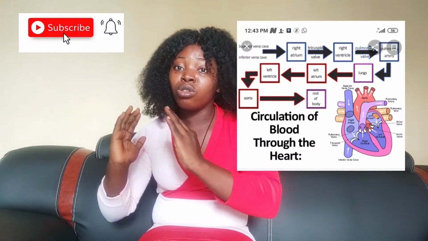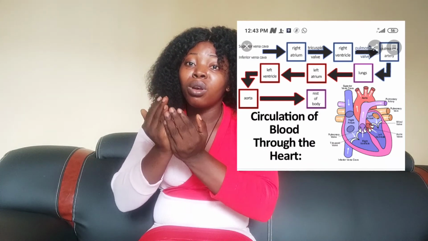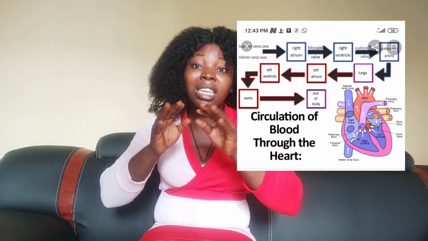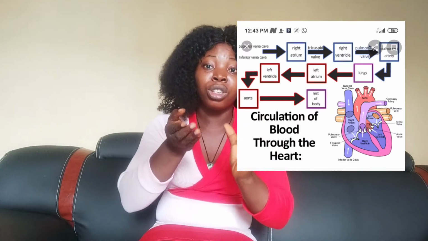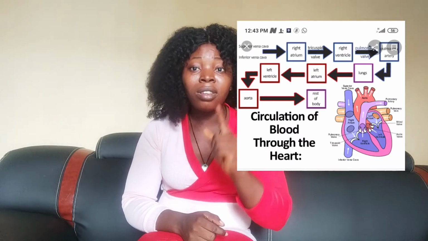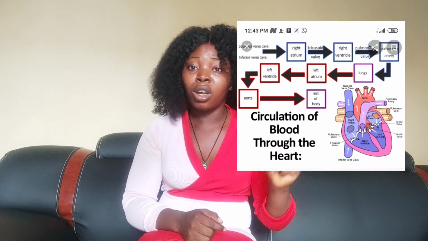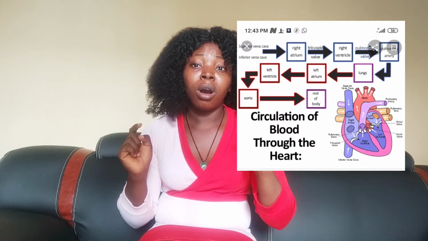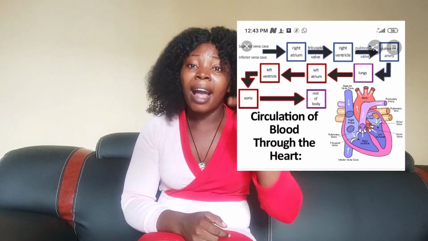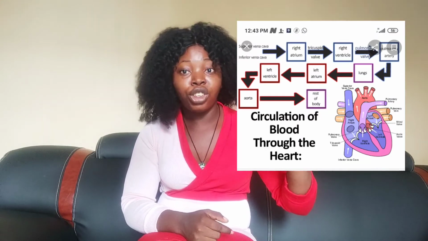The right ventricle contracts and pumps the deoxygenated blood, which passes through the pulmonary trunk and is being carried by the pulmonary artery into the lungs. You know, arteries carry oxygenated blood, while veins carry deoxygenated blood. But in pulmonary circulation, the pulmonary artery carries deoxygenated blood, while the pulmonary vein carries oxygenated blood.